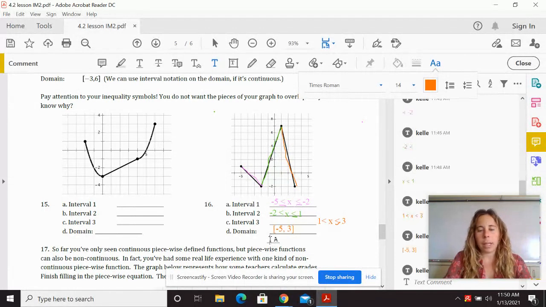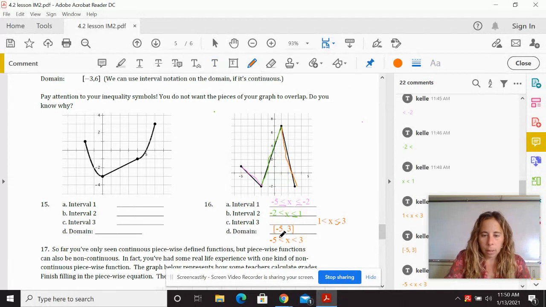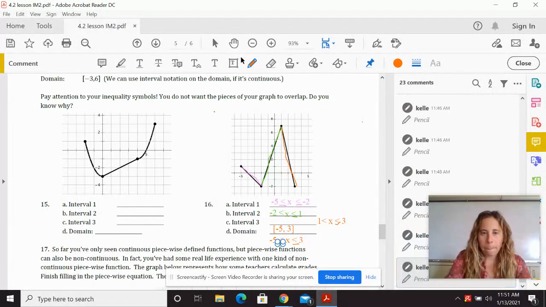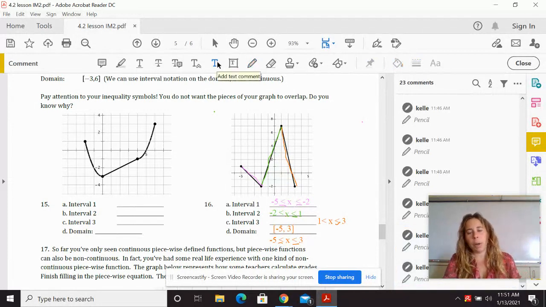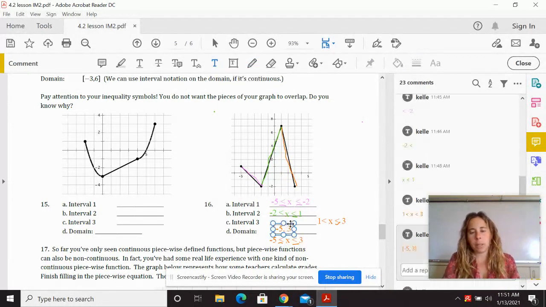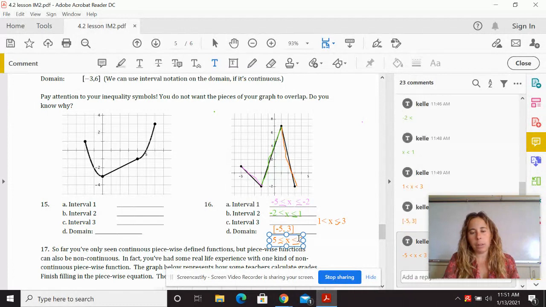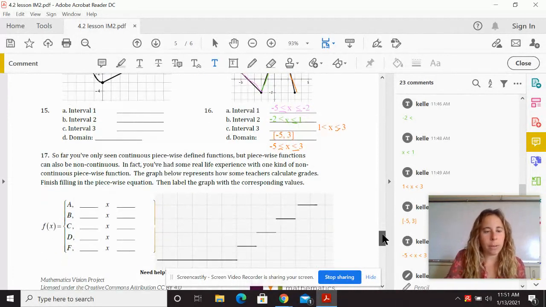You could also write it in set notation. So it would be x is greater than or equal to -5, and x is less than or equal to 3. It's really good to know how to write it both ways. So this is interval notation, this is set notation. They tell us the same thing. Okay, that was 14. So you have to do the same thing on 15.